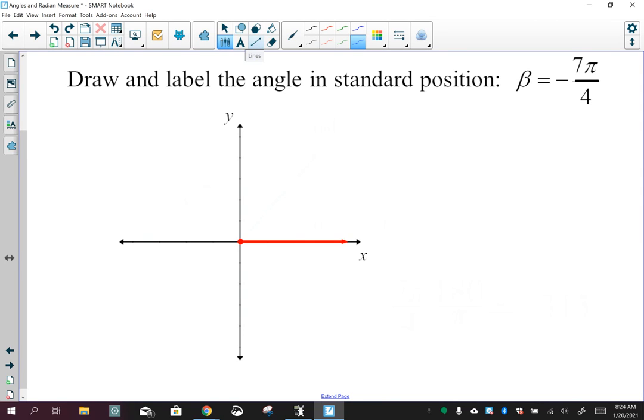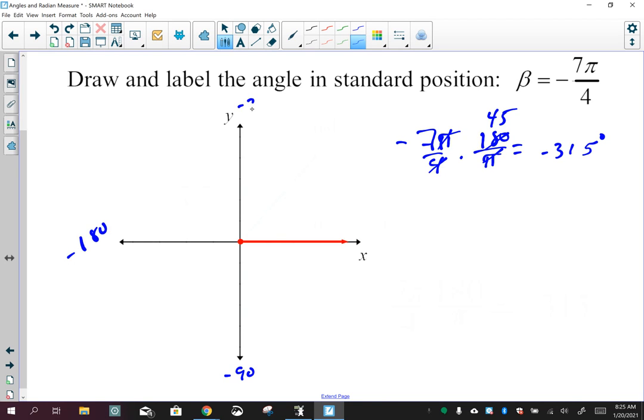All right. Sorry. Welcome back. So we have 7 pi over 4 times 180 over pi. My pi's go away, which is good. 4 goes into 180 45 times. So that gives me negative 315 degrees. Since it's negative, that means I'm going to go negative 90, negative 180, negative 270, and negative 360.